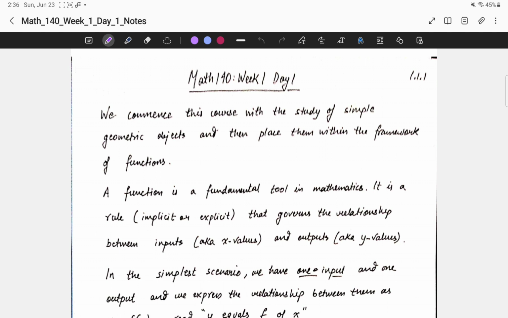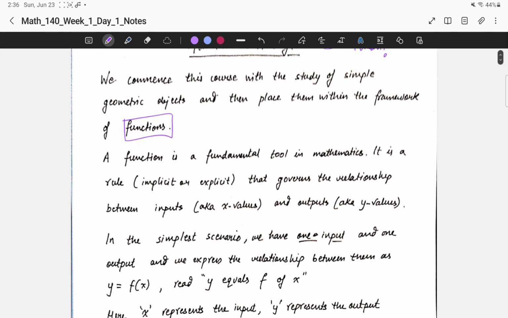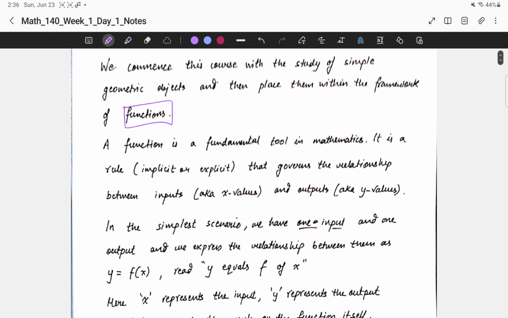This is Math 150 and this is going to be the first video for the first week and the first day. So just a brief introduction, what we are going to be doing over the next few weeks. This course is going to be a study of simple geometric objects and mostly they will be within the framework of functions. A function is something that you were introduced to in Math 103 and you looked at more concrete examples in Math 135.